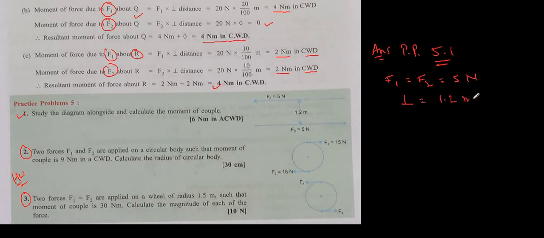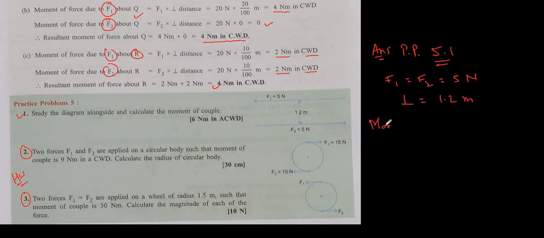5. I am going to solve question number 1, question number 2 and question number 3 will be your homework. So here answer practice problem 5.1. If you see the diagram, F1 is equal to F2 is equal to 5 Newton and the perpendicular distance given is 1.2 meter.